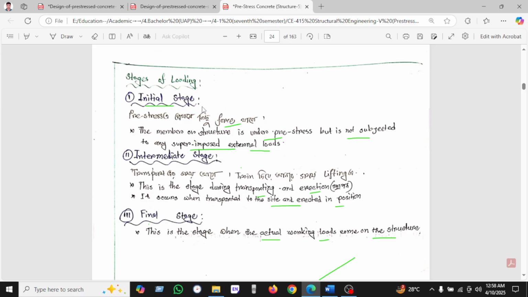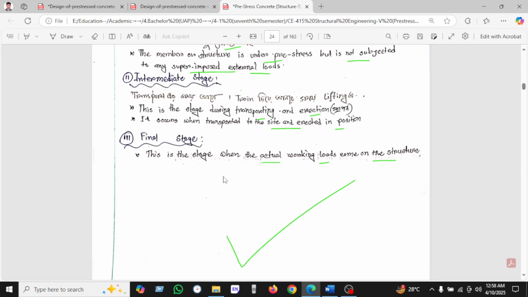And then finally the stages of loading of prestress. The initial stage: what is the initial stage? It is nothing but when the structural member is under the prestress but not subjected to any superimposed load, that means there is no live load, no moving load. The intermediate stage is during transporting and erection, and it occurs when the member is transported and erected in position. The final stage is when the actual working load comes on the structure.